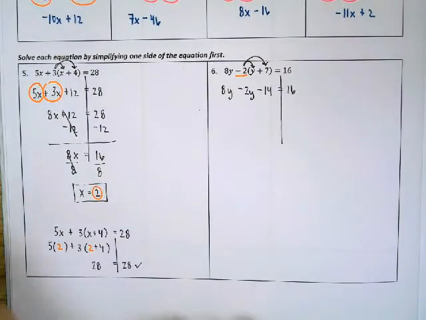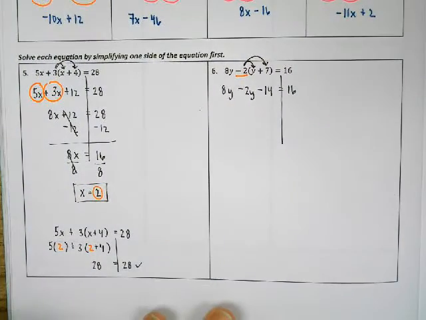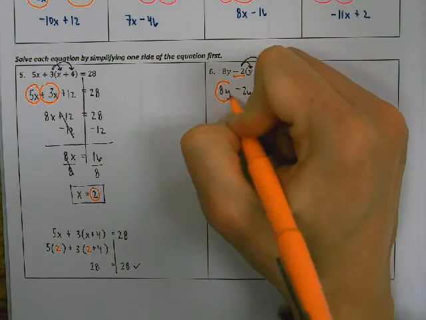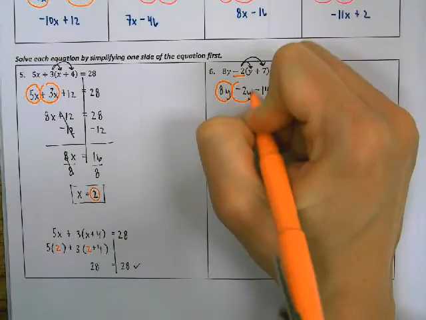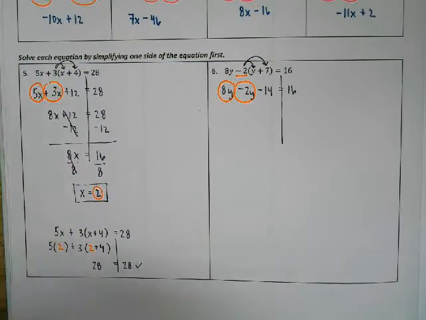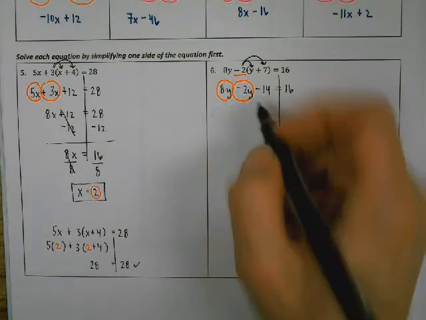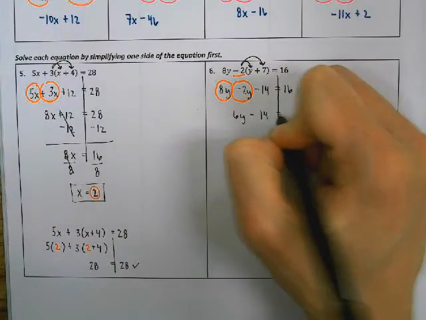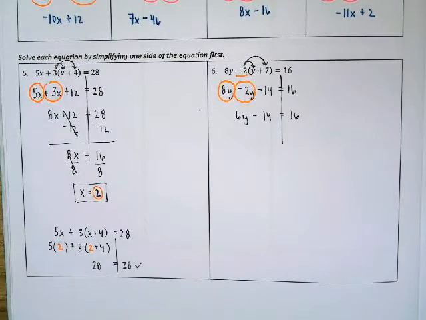Now again, I'm still focusing on the left side because what I'm looking for is any like terms. So it's pretty easy to pick up. I have an 8y and I have a minus 2y. And then negative 14 is my loner. So 8 minus 2 is going to give me 6 of those y's. Minus 14 is equal to 16.